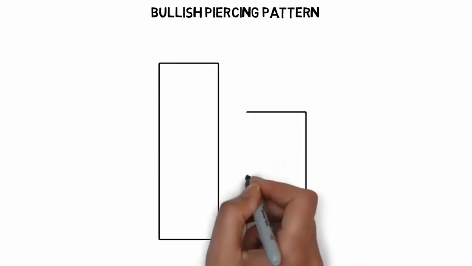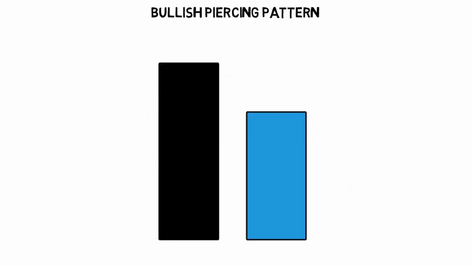Bullish piercing pattern is a 2-candlestick bullish reversal signal. The first candlestick is a long bearish candle. The other one is a long bullish candle that has closed above the midpoint of the first candle. Here's how the bullish piercing pattern forms.